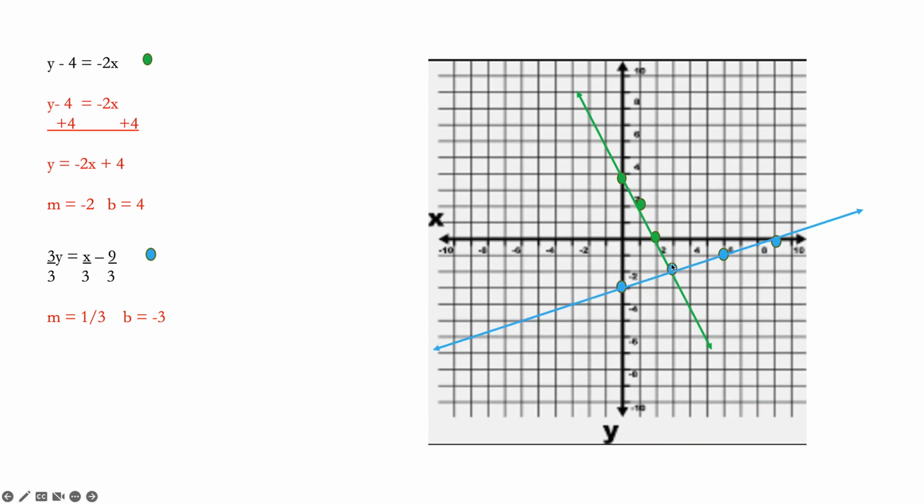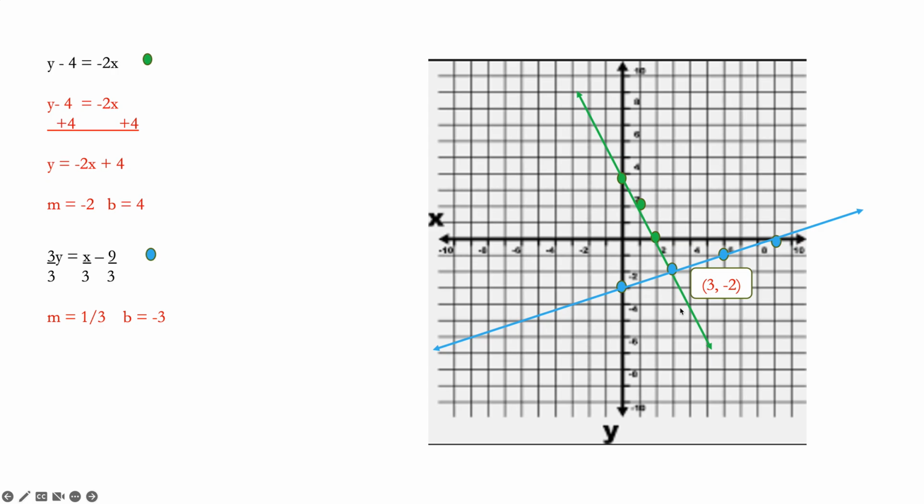There's my connected dots. And there's my magic point right there. The only point that's both green and blue. It satisfies both equations. I mark that as my solution. That's the point 3, -2. Okay? So there is the correct simultaneous solution.